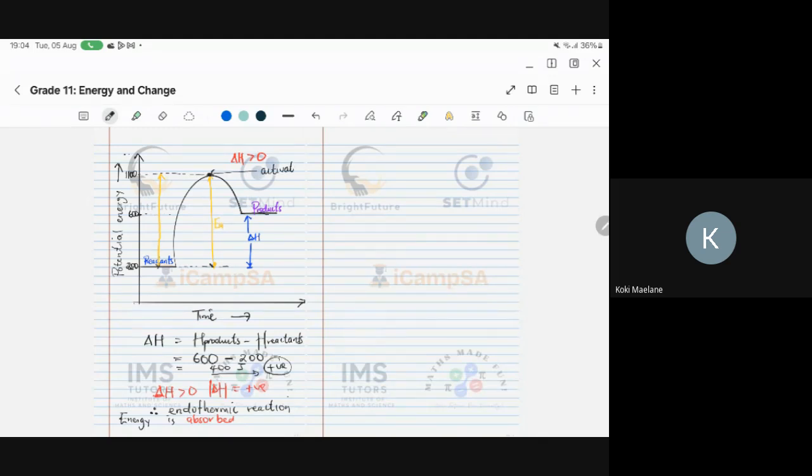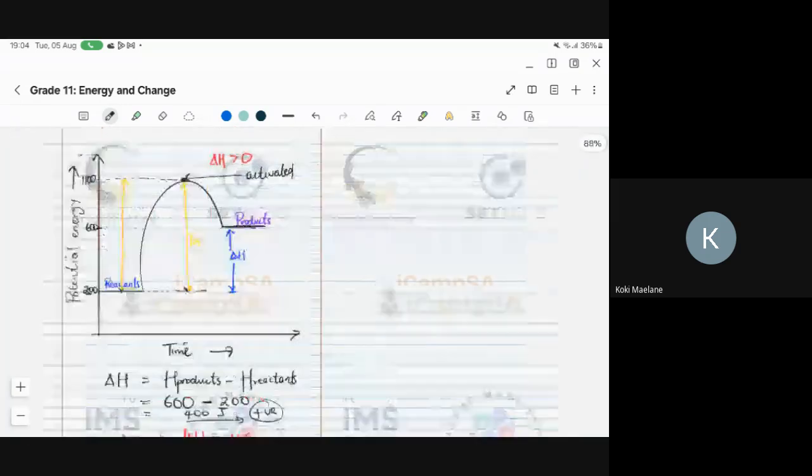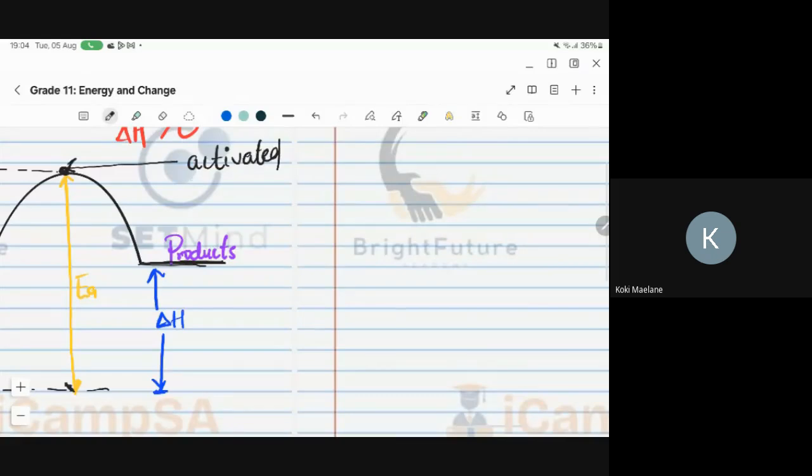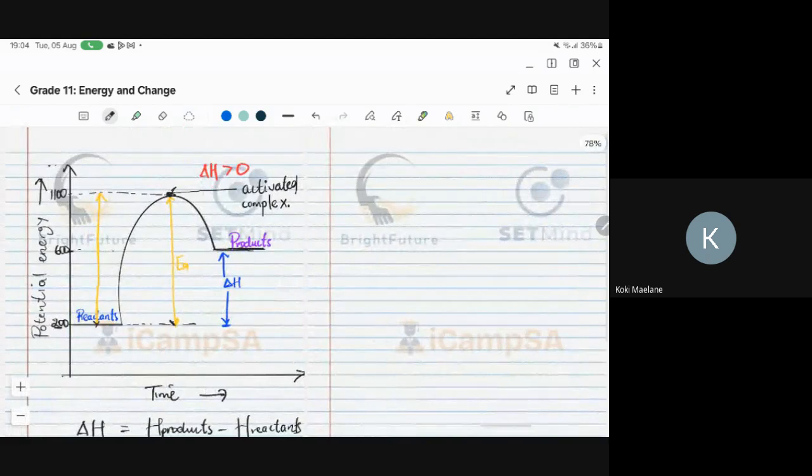So you have reached that part of the reaction where bonds are being broken, things are a bit unstable. What if you trip over and fall in your hill? So, activated complex. So that is everything you need to know about this graph.